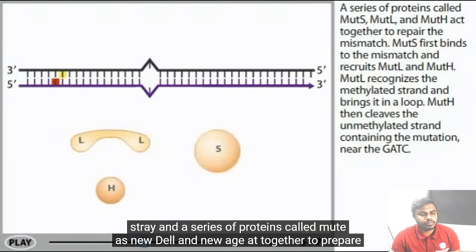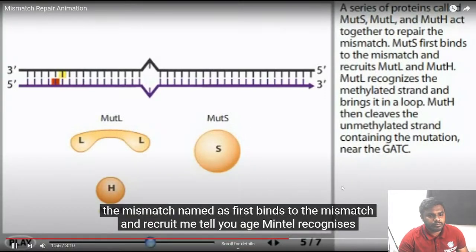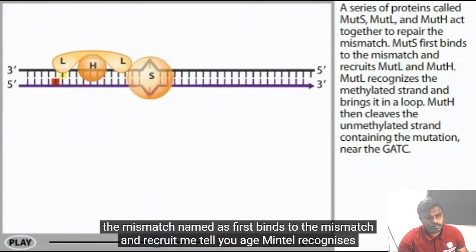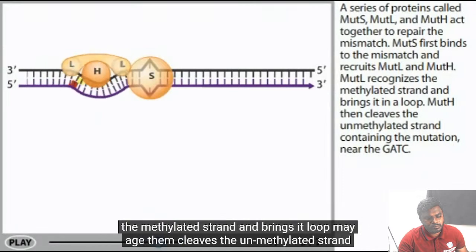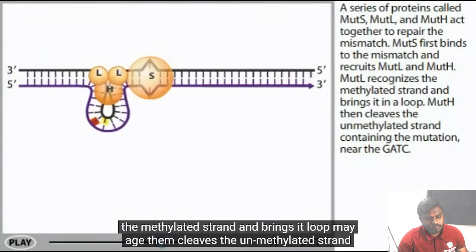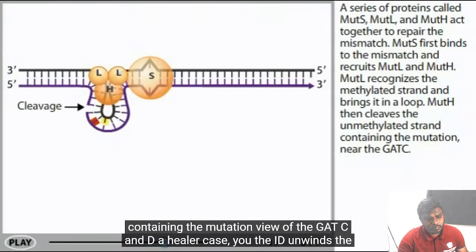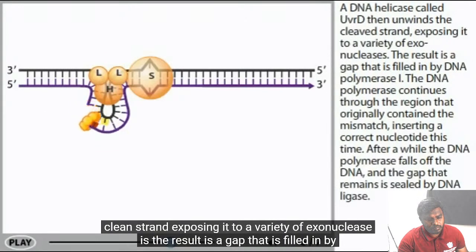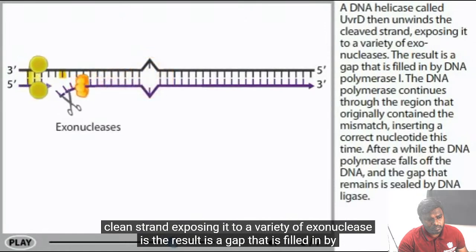A series of proteins called Mut S, Mut L, and Mut H act together to repair the mismatch. Mut S first binds to the mismatch and recruits Mut L and Mut H. Mut L recognizes the methylated strand and brings it in a loop. Mut H then cleaves the unmethylated strand containing the mutation near the GATC. A DNA helicase called UvrD then unwinds the cleaved strand, exposing it to a variety of exonucleases.